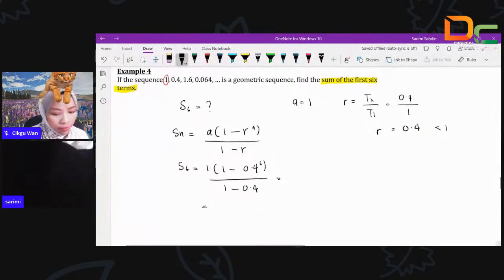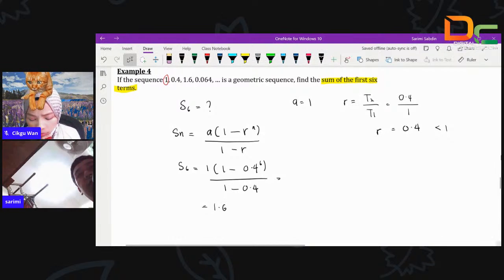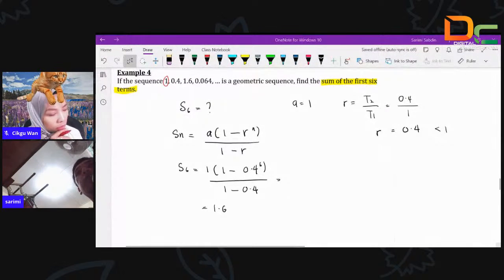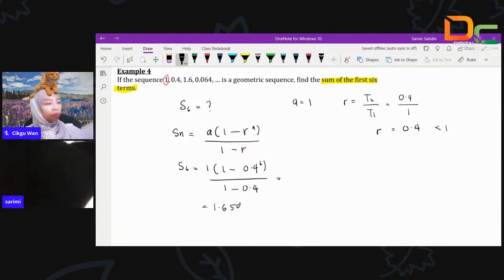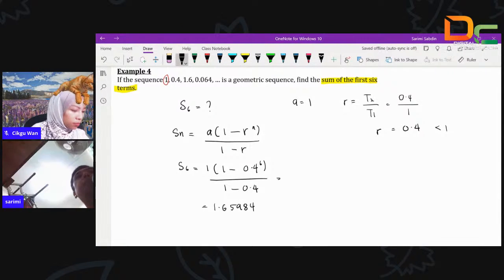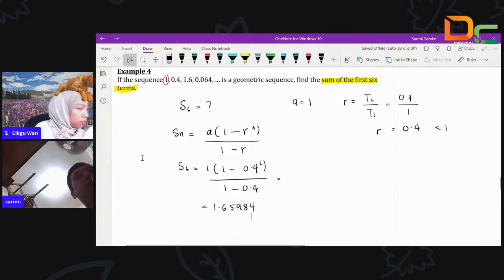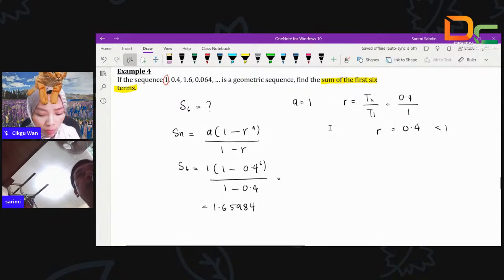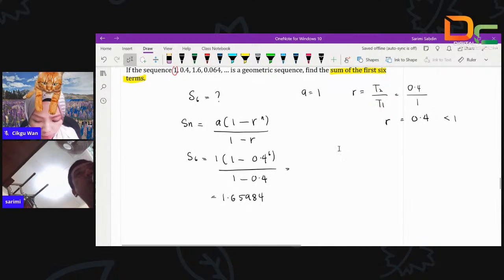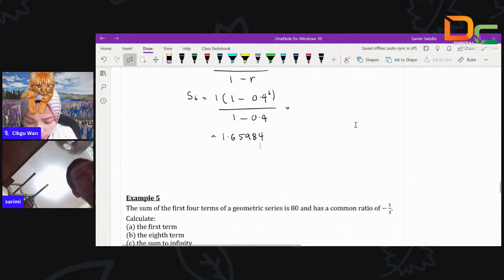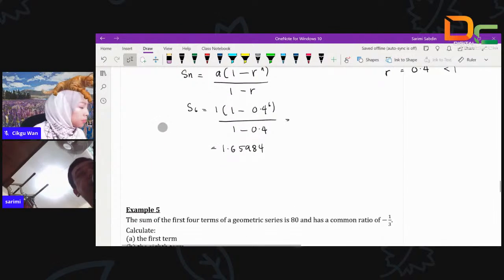Okay, so the answer is 1.6598... okay, very simple, very straightforward question. Just use the formula of Sn. For formula Sn, we need two pieces of information, which are A and R. So apa persoalan pun lah, untuk geometric sequence ni mesti ada A, mesti ada R. So that is the most important thing that we need to find. Alright, ni senang je lah.